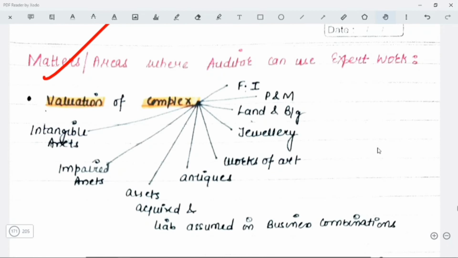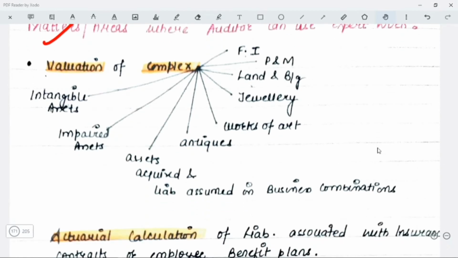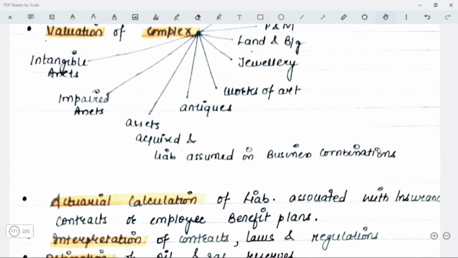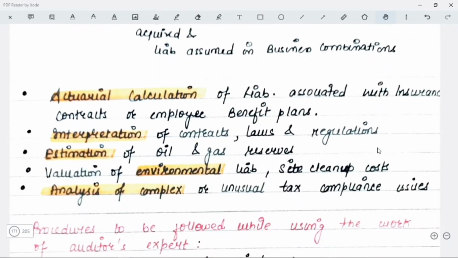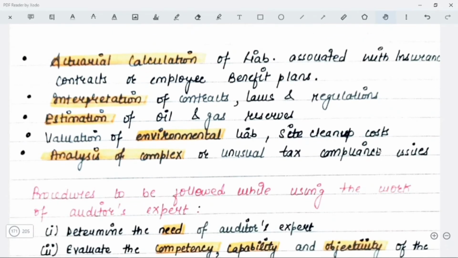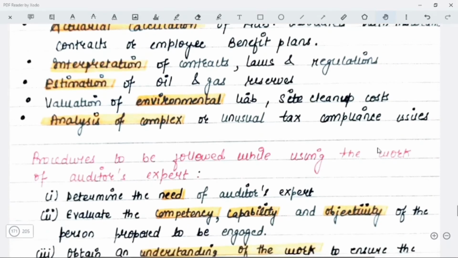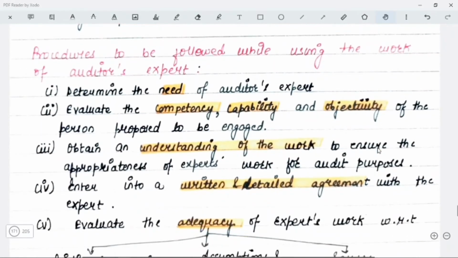Next, what are the matters or areas where the auditor can use the expert's work? So first of all, he can use the work in case of valuation of complex financial instruments, plant and machinery, land and building, jewelry, works of art, antiques, assets acquired and liabilities assumed in business combinations, impaired assets, intangible assets, all these things. Actuarial calculation of liability associated with insurance contracts or employee benefit plans, interpretation of contracts, laws and regulations, estimation of oil and gas reserves, valuation of environmental liability, site cleanup costs, analysis of complex and unusual tax compliance issues. All these matters can be the ones where you can take the help of an expert.